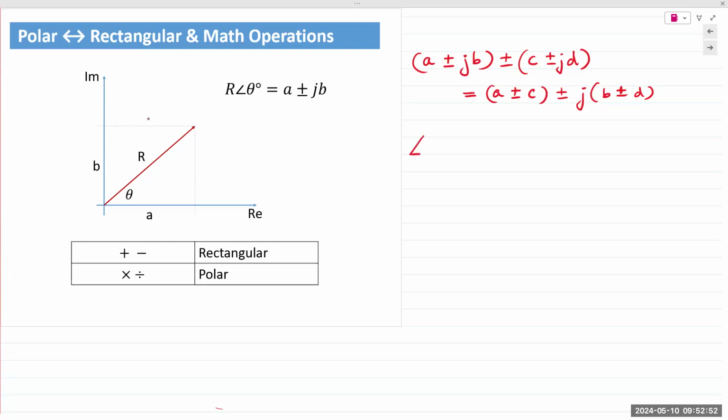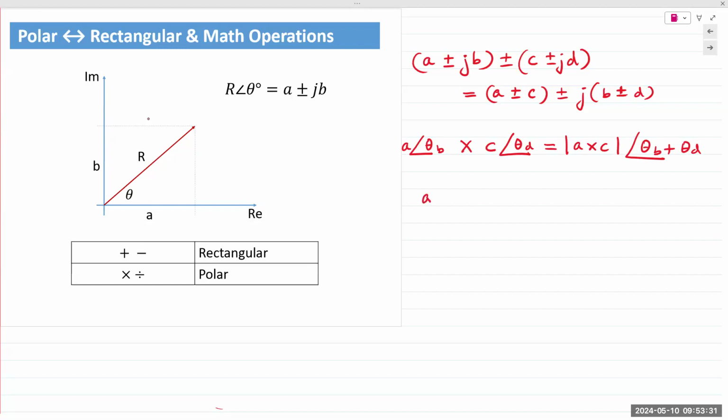When you're multiplying or dividing in polar coordinates, let's say it's magnitude A with phase angle theta B, multiplied with another number C with the angle D. What happens here? Anyone? Magnitudes are multiplied together and phase angles are added up. And the same thing happens when you perform a division.